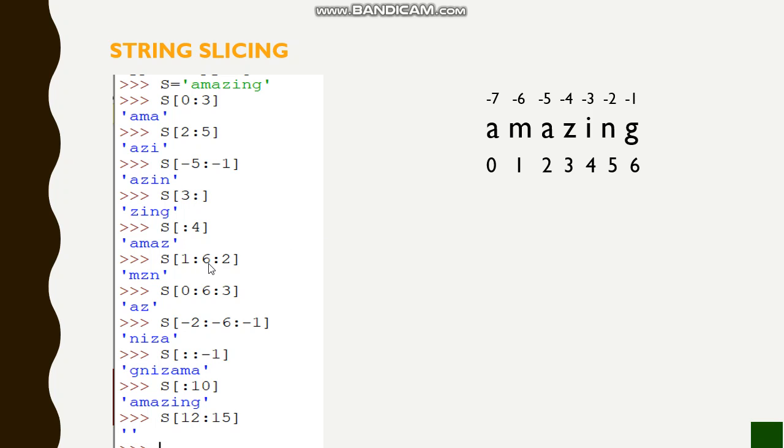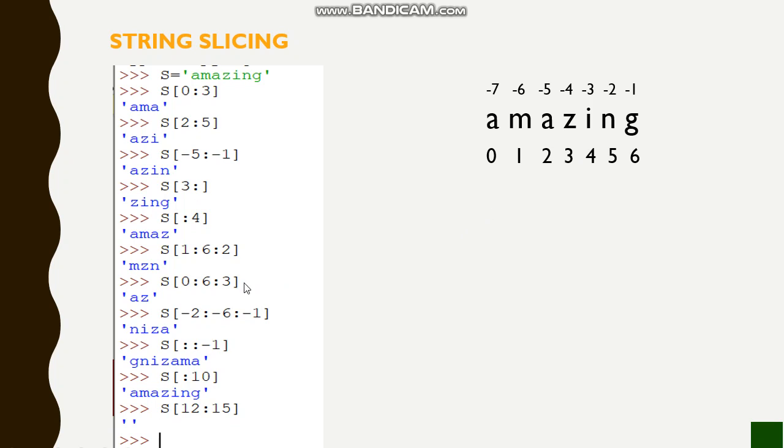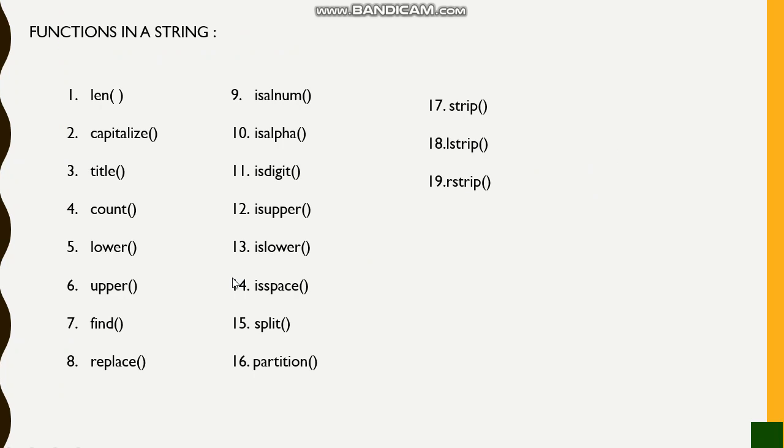Now in the next case, we have mentioned all three, that is 1, 6 and 2. So step value is given as 2. You have to increment the start value by 2. So you have 1 here, that is M will be coming. Then 1 plus 2, that is 3, that is Z will be coming. 3 plus 2, that is 5. So 5 also will be coming. M, Z, N. Next 0, 6, 3. So 0, A will be coming. 0 plus 3 is 3, so Z is coming. 3 plus 3 is 6, but since 6 is the end value, 6 will not be displayed. So only A and Z will be displayed.